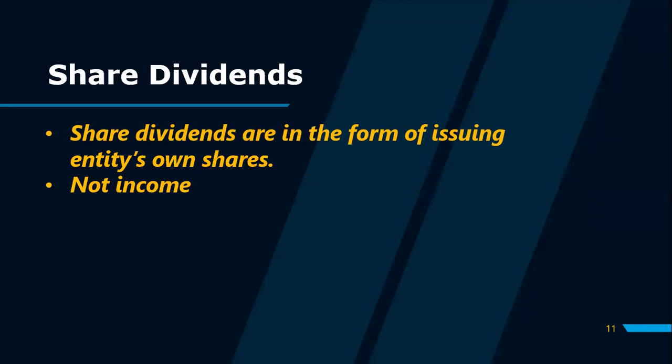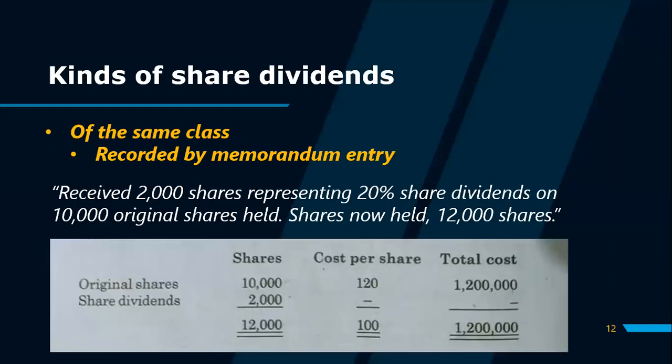Share dividends. Share dividends are in the form of the issuing entity's own shares. So, let's say the corporation, instead of giving cash, gives shares. So it is not recognized as income. Kinds of share dividends. We have share dividends of the same class. It is recorded by memorandum entry.